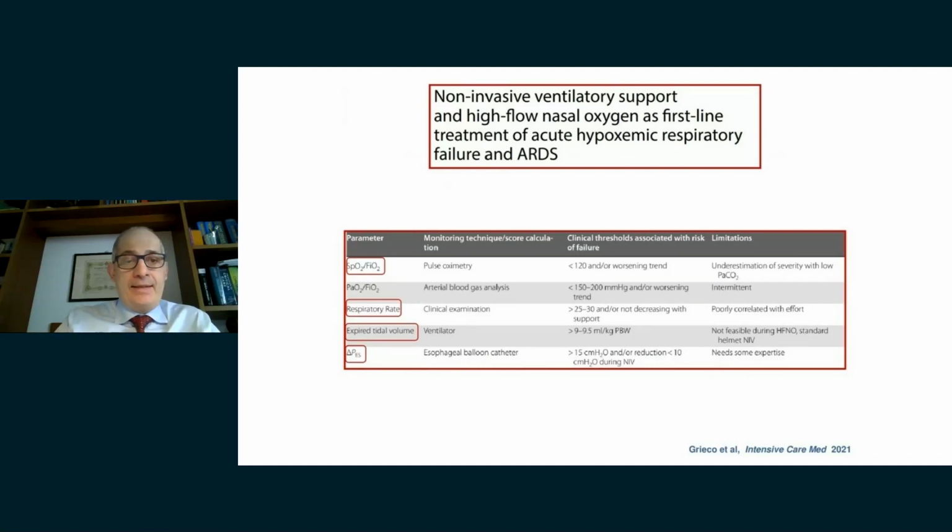We can detect the impairment of oxygenation by using pulse oximetry. Then we have to record the respiratory rate by simple clinical examination. Then we have some problems, as Professor Gattinoni told us before, regarding the measurement of tidal volume, because if you use helmet CPAP, we don't have any idea regarding what the tidal volume is. And we should also measure the inspiratory effort by putting in an esophageal balloon catheter.